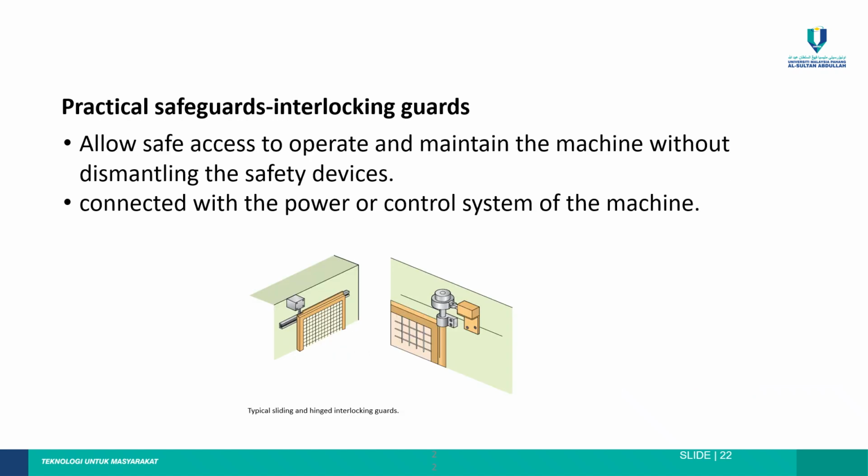The other one is interlocking guards. This allows for safe access to operate and maintain. With the interlocking guard, when the guarding is not interlocked or not touching the sensor, the equipment will not be able to be operated. This is to ensure that you are away from the equipment before you operate it. Without the proper interlocking between the guarding and the sensor, you won't be able to operate the equipment.